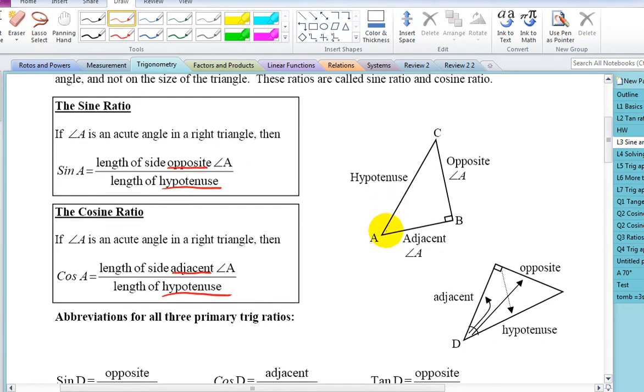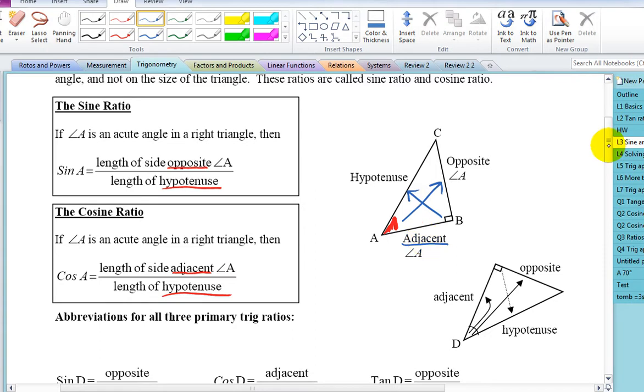Right here, they're talking about angle A as your angle of interest, and that's important when you label your HOA. So label your H first by drawing an arrow from 90 degrees, then label the opposite side by drawing another arrow. The one that's left over is the adjacent. Okay? Always do it in that order.